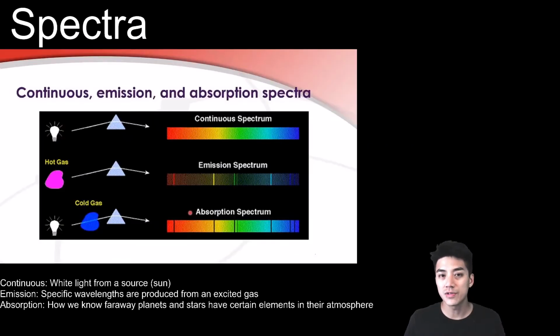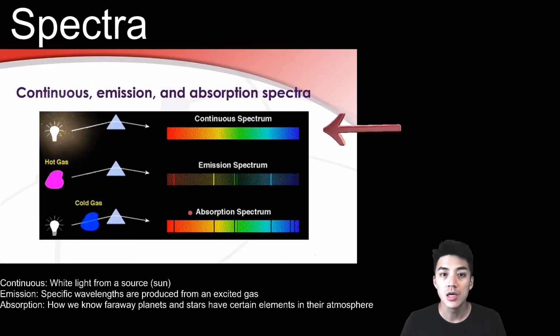Let's talk about the different types of spectra. You have continuous spectrum, emission spectrum, and the absorption spectrum. A continuous spectrum is produced by any source of light. It could be a light bulb, it could be the sun, but what it's doing is it's passing off white light. And when you pass white light through a prism, you can actually see the whole range of colors. You can see all the colors of the rainbow because all the wavelengths of light are given off.